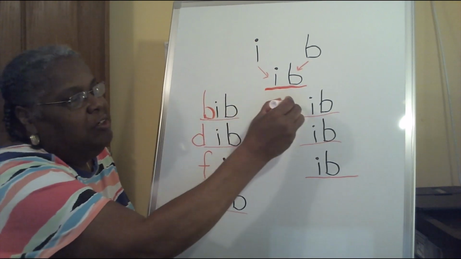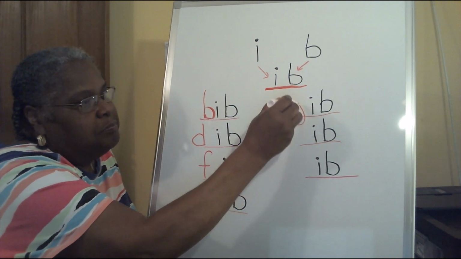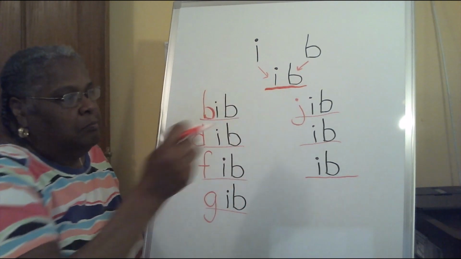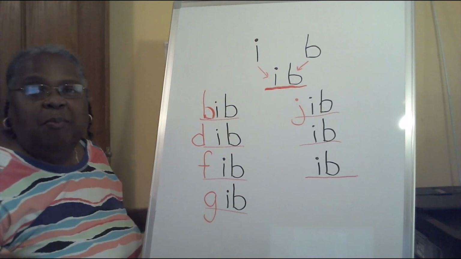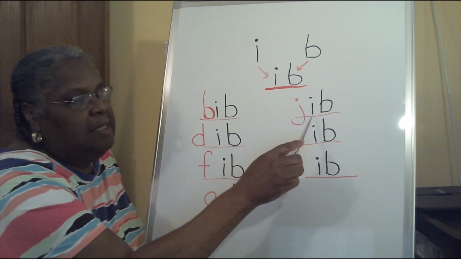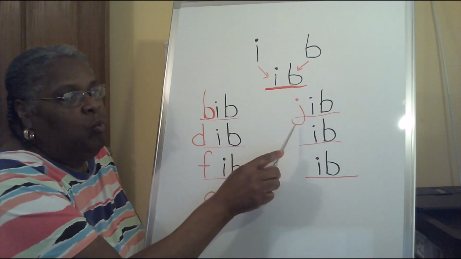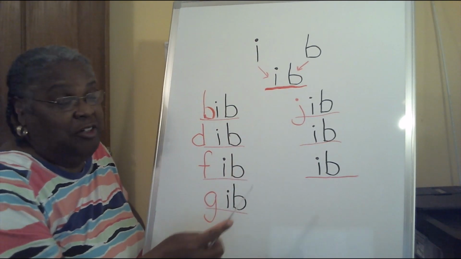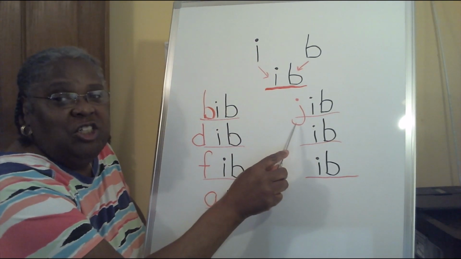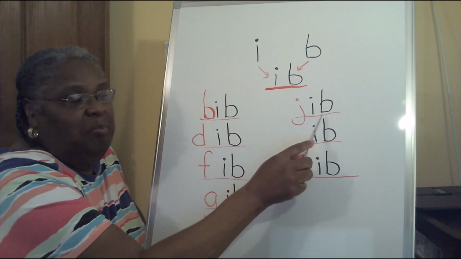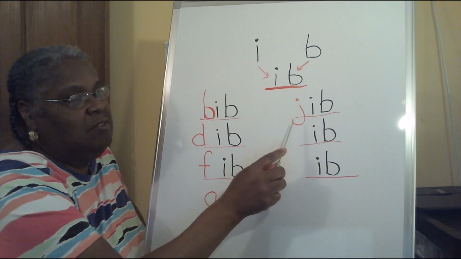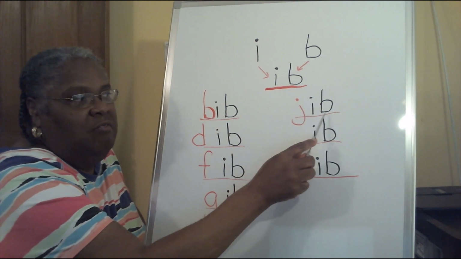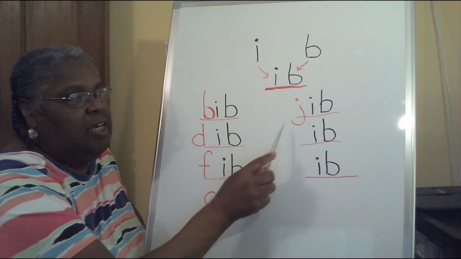When we put the letter J at the beginning of the blend IB, we form the word jib. Let us sound out the word together. Say the J sound, J. Say the sound of the blend, IB. Now say the J sound and the sound of the blend together smoothly, jib.